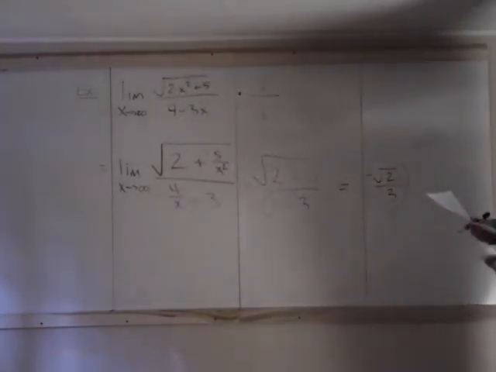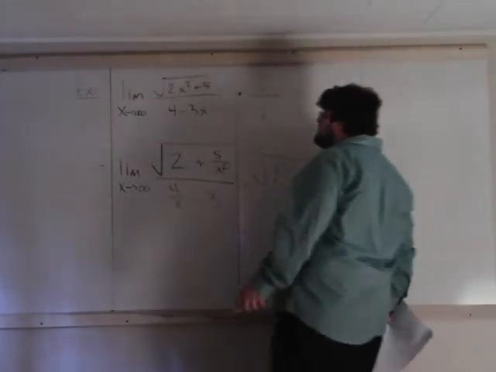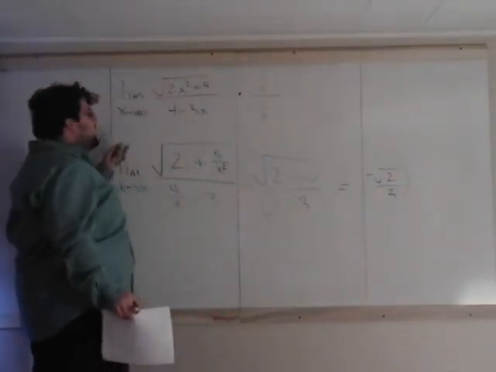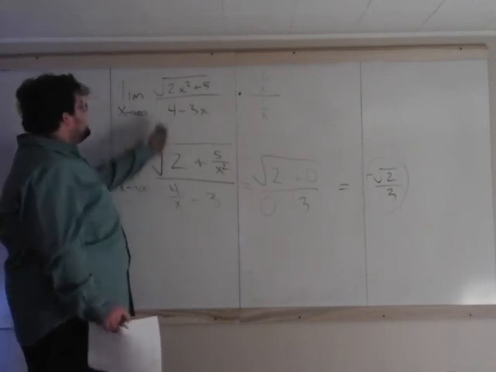And again, you can make a parallel coefficient argument, because square root and x squared kind of act like x. So this kind of acts like an x over x.